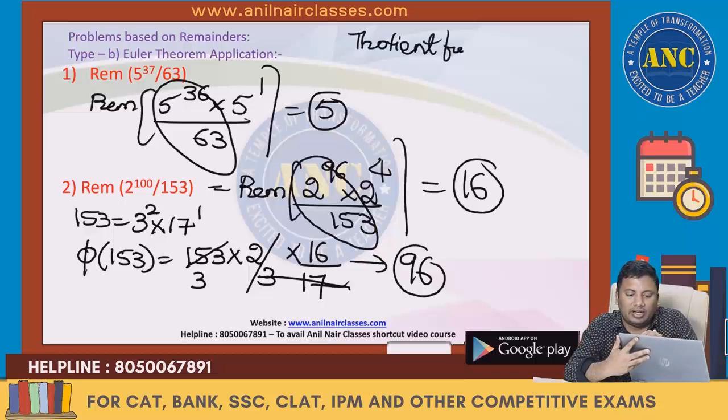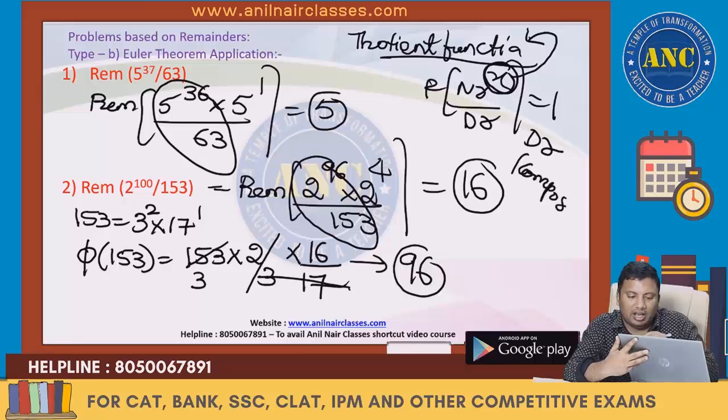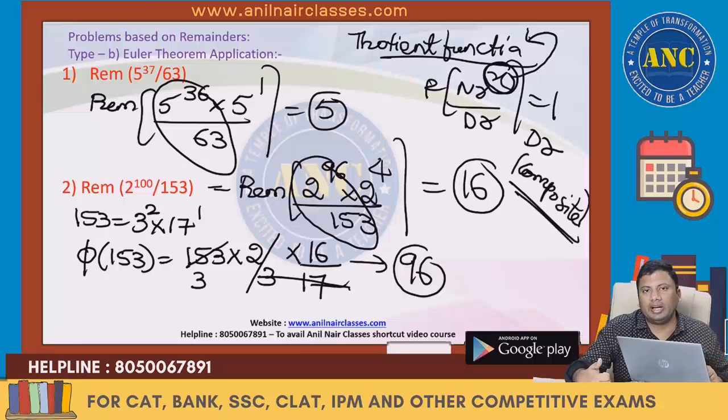This will help us in determining numerator power x divided by denominator is 1. How do we determine this x value when the denominator is a composite number? That is the utility of the quotient function: numerator power x divided by denominator, remainder is 1. The value of x can be solved very easily by using the quotient function.